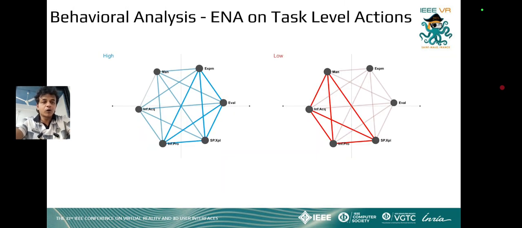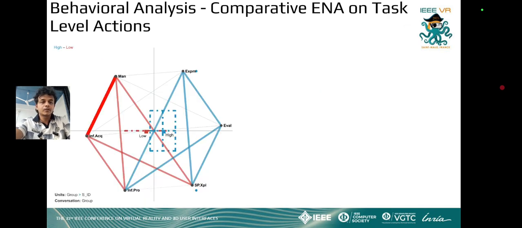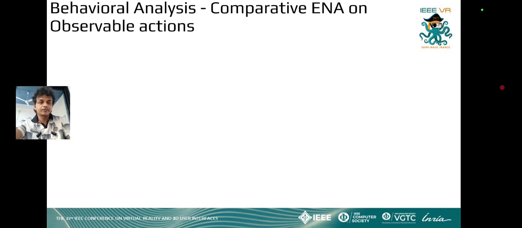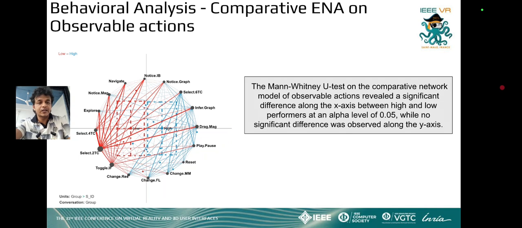This is the epistemic network model of high performers and low performers. To get a difference in the behavior between high performers and low performers, we constructed a comparative epistemic network model. We found that there is no significant difference in the behaviors of the learners on the task level actions. So we went for the epistemic network model, comparison of network models on observable actions, and we found that there is a significant difference.